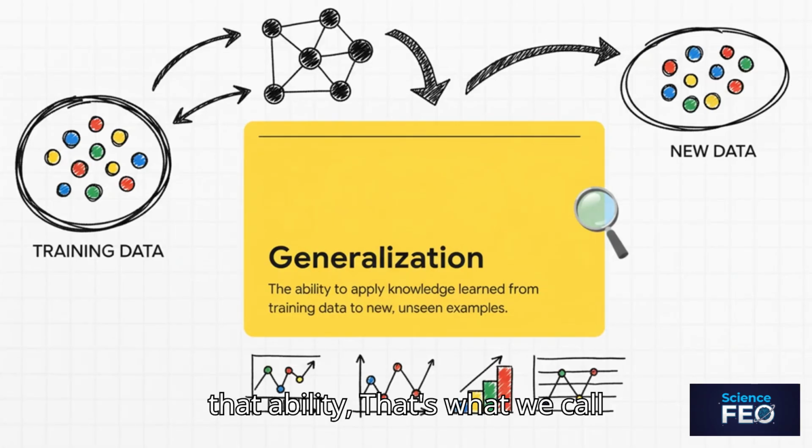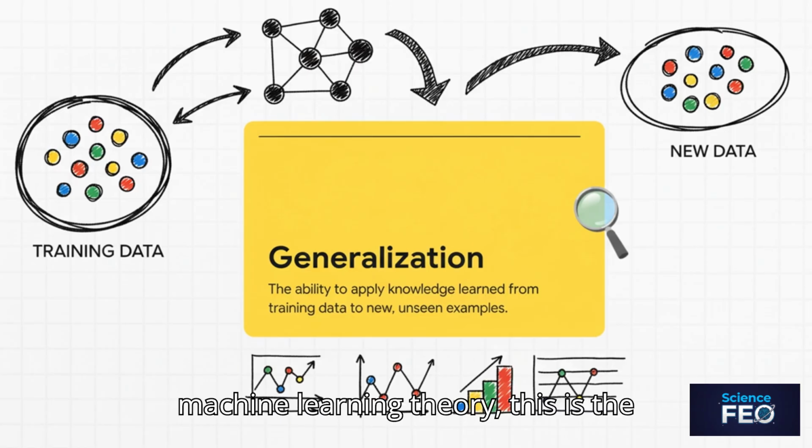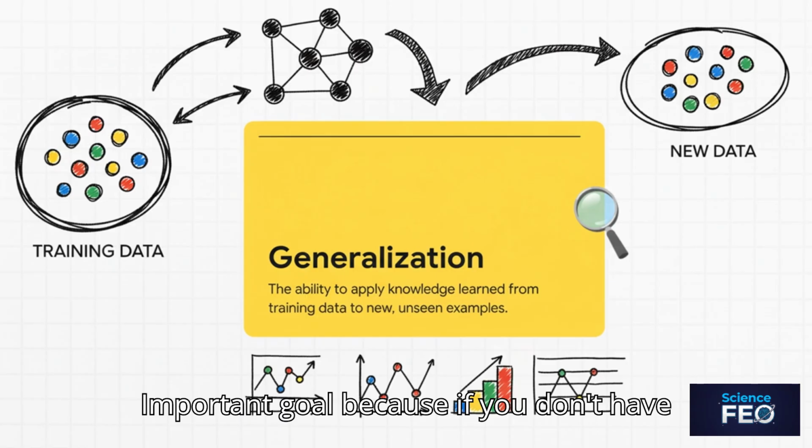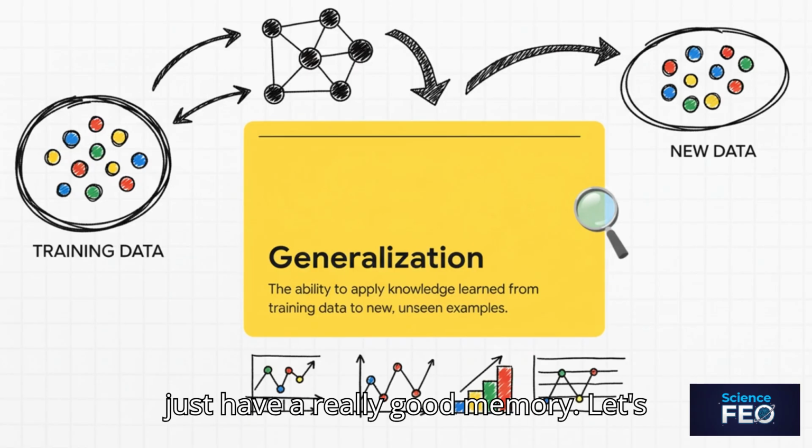And that ability, that's what we call generalization. Honestly, in the world of machine learning theory, this is the whole ballgame. It is the single most important goal. Because if you don't have it, you don't really have learning. You just have a really good memory.